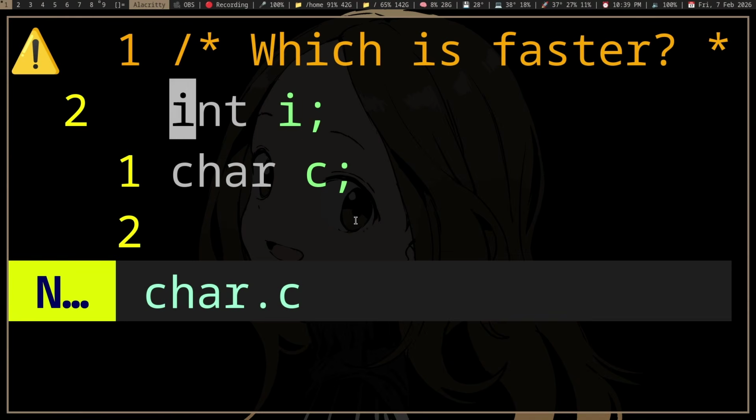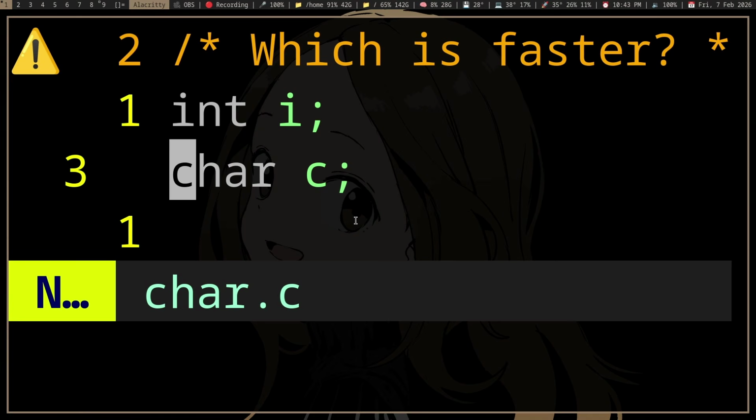Which is faster, int or char? Well, in this specific case, when we have only one int or char, it's either that it doesn't matter or that it's architecture dependent. However, what's more important is when you have an array of integers or characters.